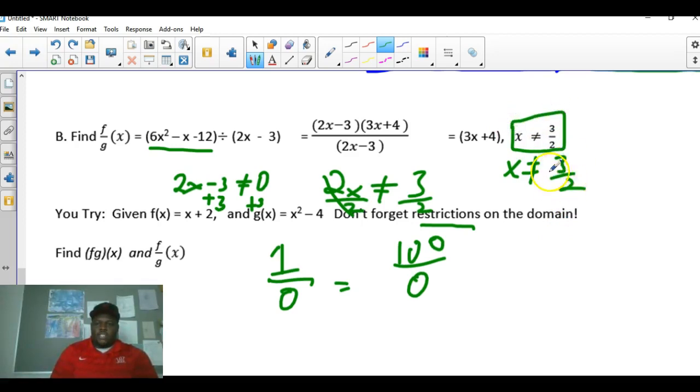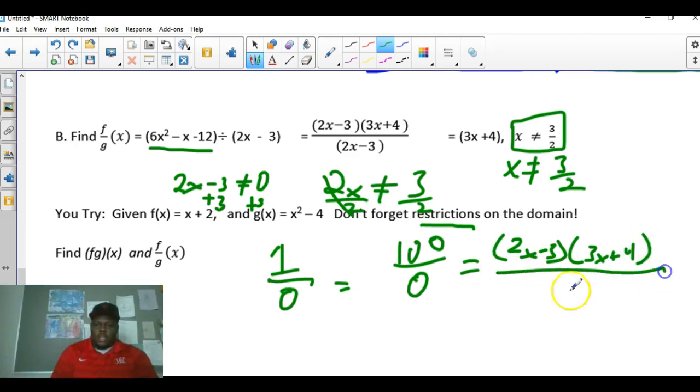Now, let me show you why this is a restriction. If I take this denominator and I were to plug in 3 over 2, what happens is this: 2 times 3 over 2, that cancels. Or if you want, 2 times 3 is 6, 6 divided by 2 is 3. So now you have 3 minus 3 in the denominator. Well, 3 minus 3 is 0. Again, you can't have something over 0. It's undefined. Does that make sense?